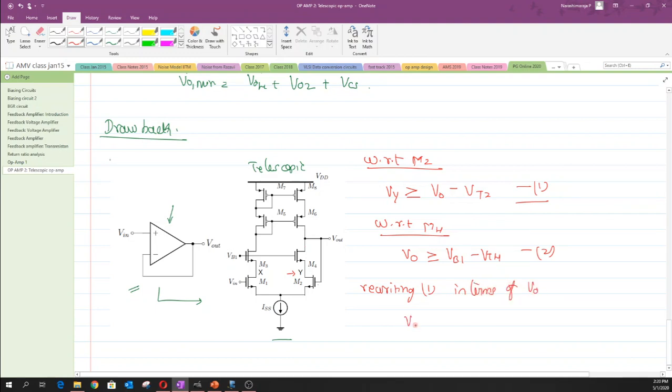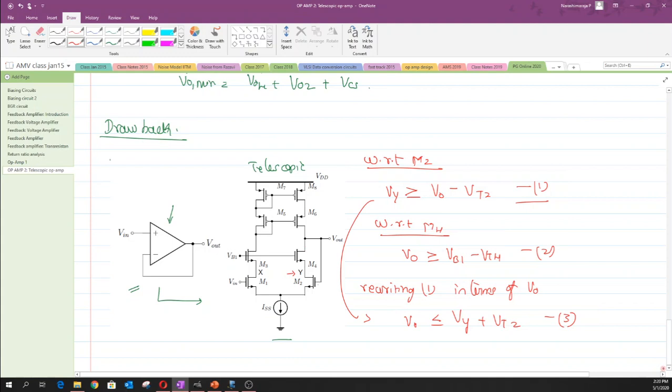So which means that I am trying to shuffle some of the expressions here. So VO has to be less than the drain potential plus the threshold voltage of transistor 2. Okay, and let me label this as the third expression, which is the derived version of this first expression.